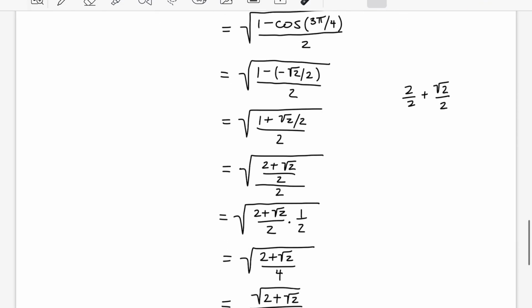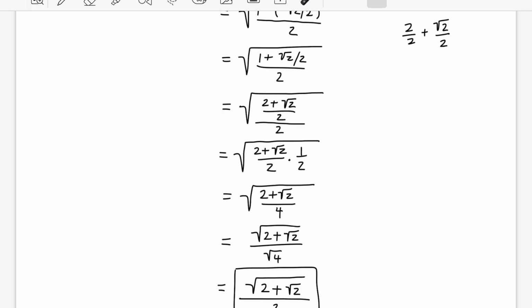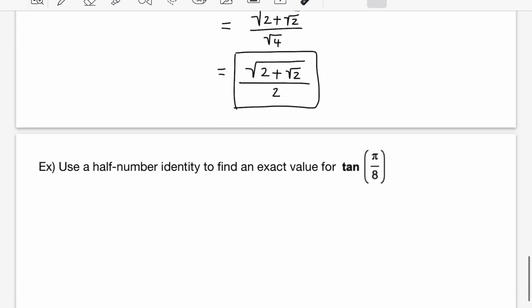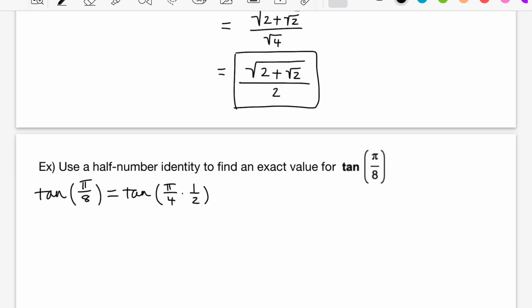Alright, let's look at our last example. We want to do the same thing. We're going to use a half angle identity to find an exact value for this guy. So we'll do the same thing in rewriting this angle. So we have tangent of pi over 8. This is the same thing as tangent of pi over 4 times 1/2. And this is the same thing as tangent of pi over 4 divided by 2. So in this case here, our angle A is going to be pi over 4.